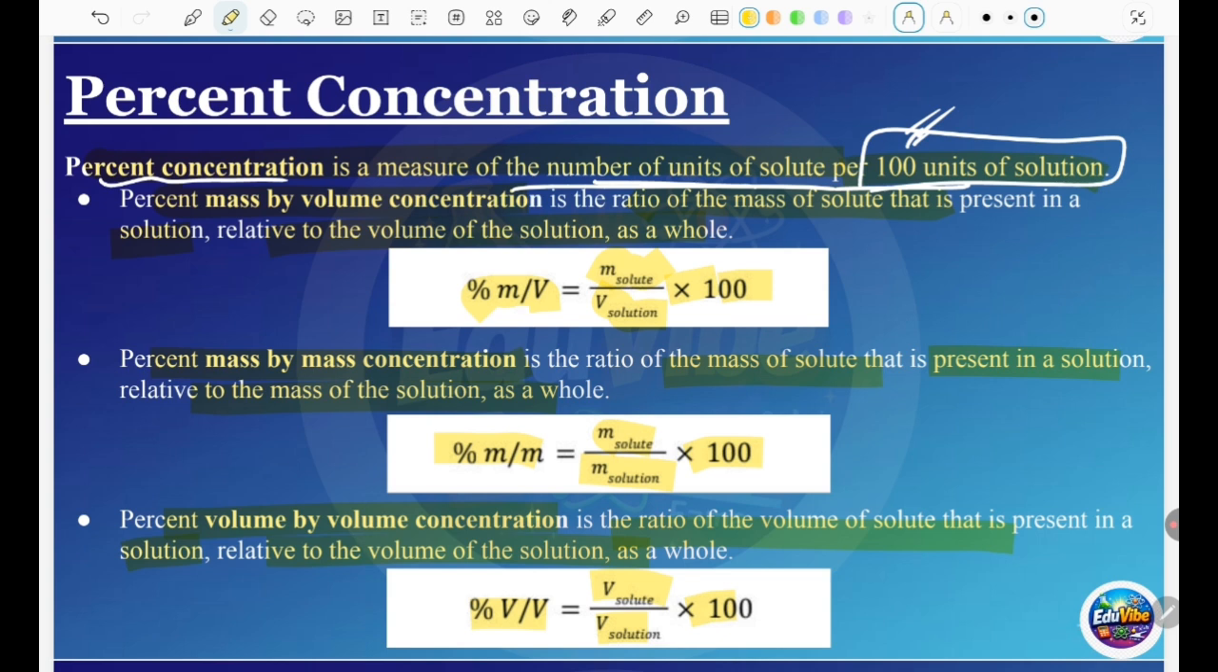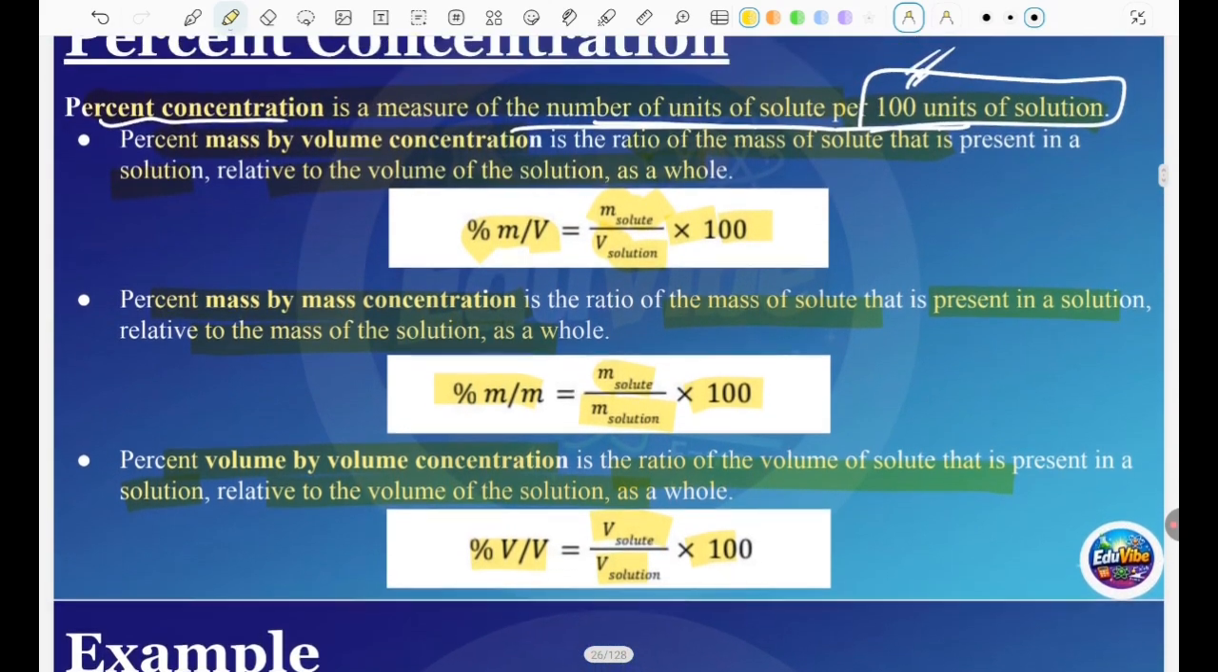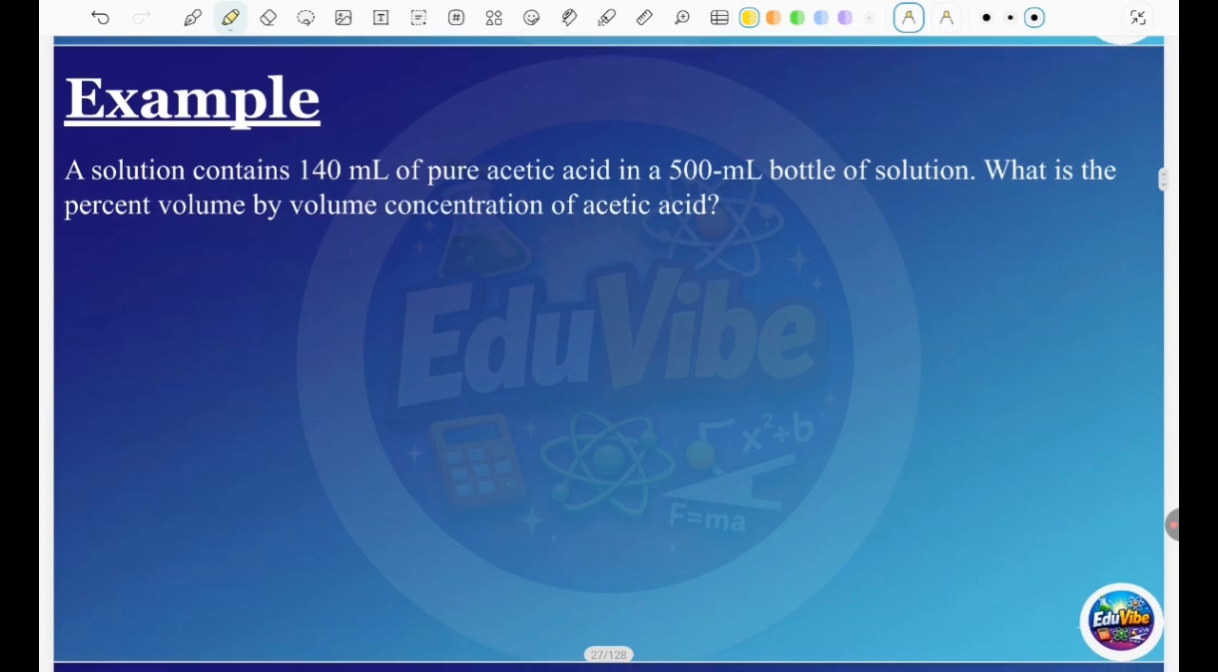So the mass by mass and volume by volume are the same formulas, but with a difference of mass and volume. But in the mass by volume, we have the mass of solute divided by the volume of the solution. And all are multiplied by 100. Sometimes they ask you to find the mass by volume concentration, but sometimes they just say find the percent concentration, so you have to identify which one. You should know the three formulas for doing these examples.